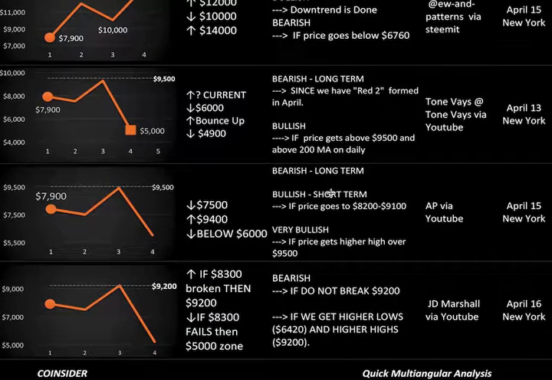Now the bears, Tony Vase, I keep him in this report. He hasn't had an update in a couple of days, but I'm still keeping his viewpoint that the weekly and the monthly chart are very bearish. We have a red 2 candle formed this month in April, which is a bearish sign. If we cross that 9,500, which is the dotted line here, he may start looking bullish.